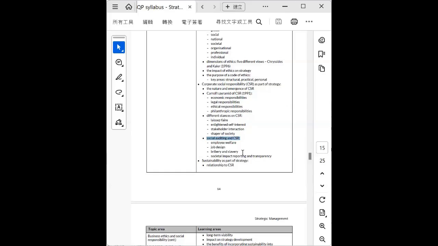Bribery and slavery. CSR will include strong measures against bribery and modern slavery. These actions protect human rights and uphold ethical standards. And finally, social impact reporting and transparency: transparent reporting on social impact builds trust and allows stakeholders to hold the company accountable.